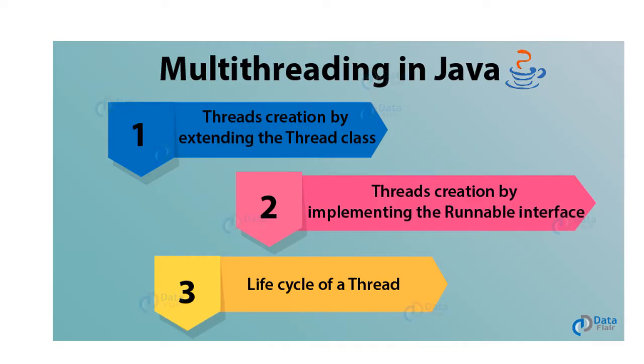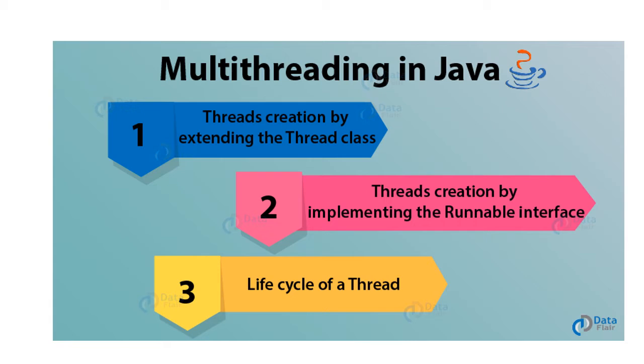Multi-threading in Java covers three main topics. The first one, how to create a thread. Second one, life cycle of a thread. Third one, synchronization of thread. The threads in Java can be created in two ways. The first way is by using the Thread class and the second way is by using the Runnable interface, which we see later.